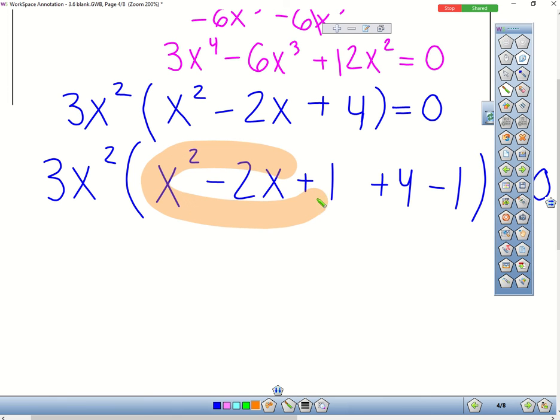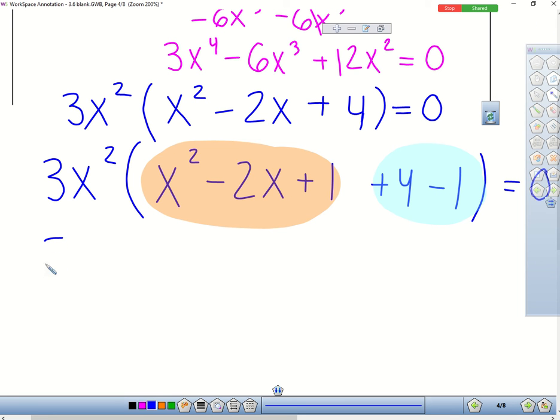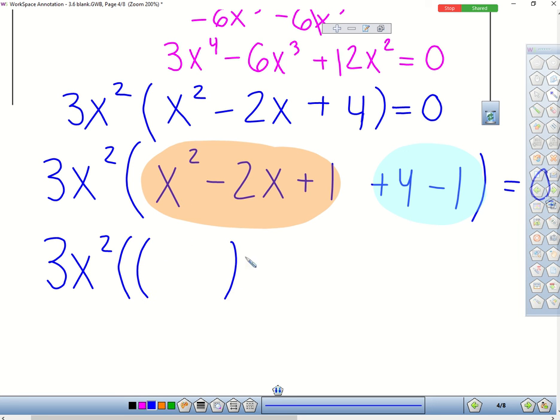We're going to try to factor this portion of it. And then we're going to try to combine this portion of it. Okay, it's just like a tool. So I can factor what's in the orange because we made it factorable, right? So what is x squared minus 2x plus 1 factor into?